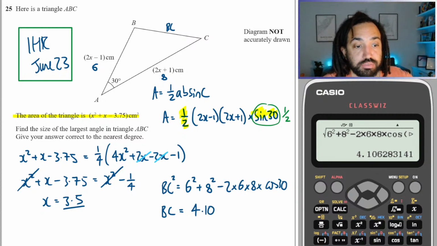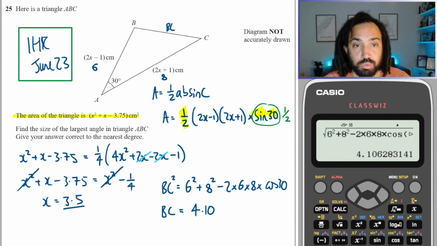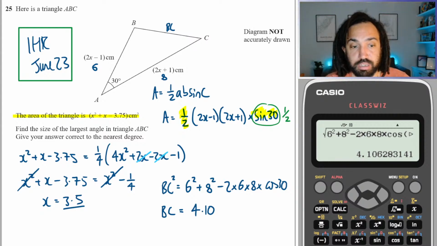You said this was 2HR. We did 2HR, we finished it, and then we've moved on to 1HR, and we're starting at the back of the paper, and we're going to work up.